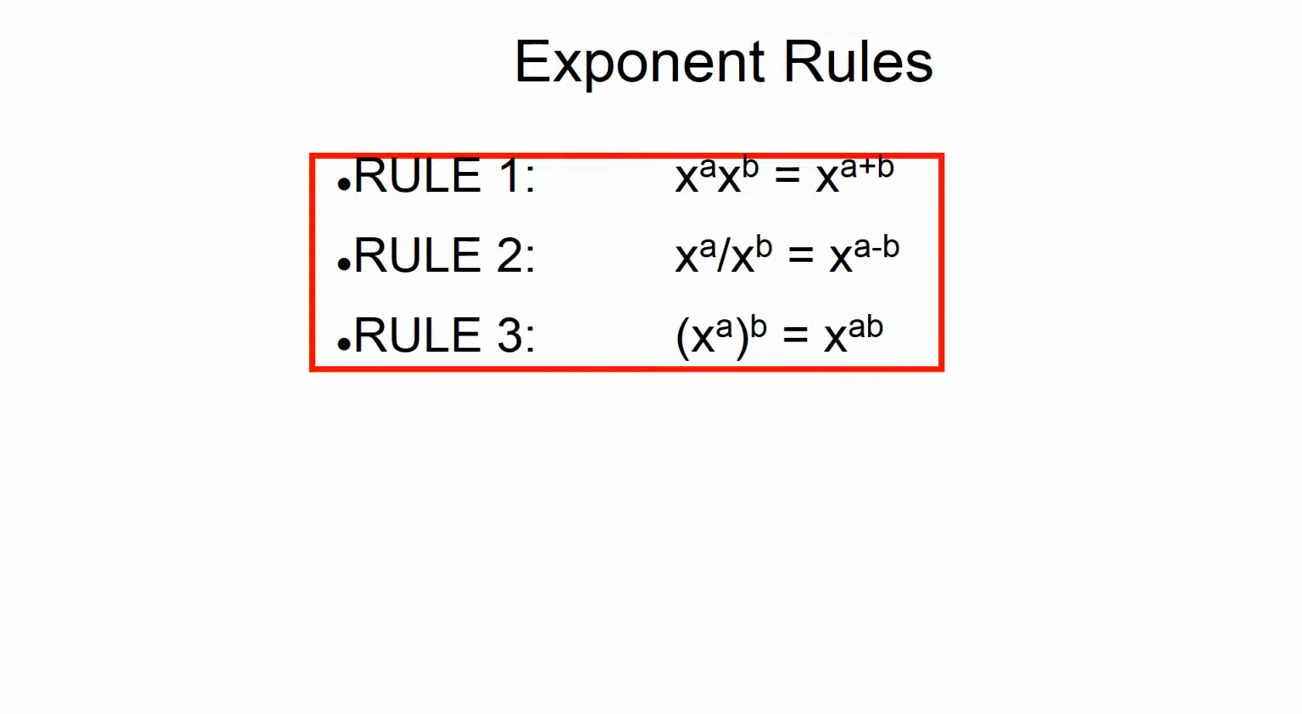So similarly, the next rule is dividing one variable by that variable to an exponent. So x to the power of 2 over x to the power of 5. In this case, we just take the 5 away from the 2, so that is going to be x to the power of minus 3.